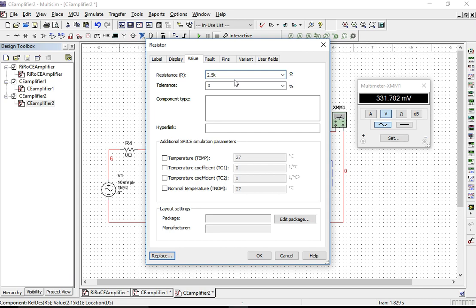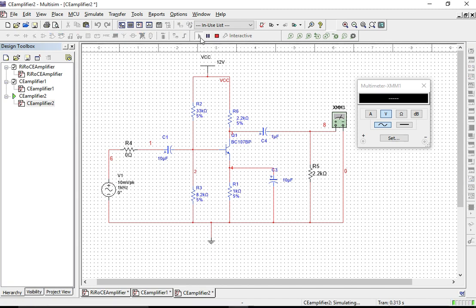2.2 is giving larger value. Let us test it once again. So this is the value. So nearly between 2.1 and 2.2 k. So 2.15 kilo ohms. Okay, that is the output resistance. In this way, we have to calculate the output resistance and input resistance.